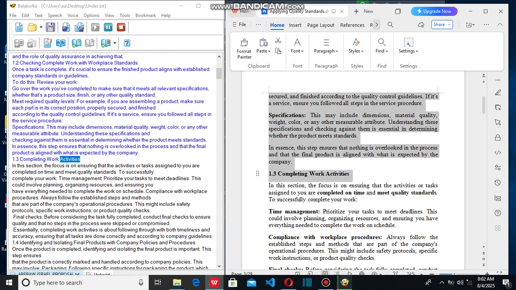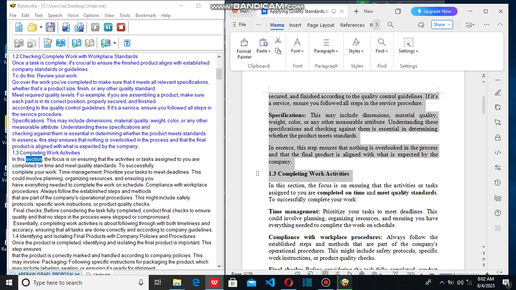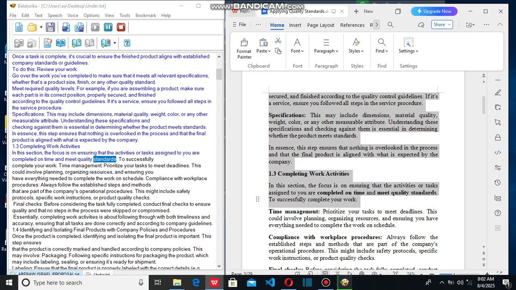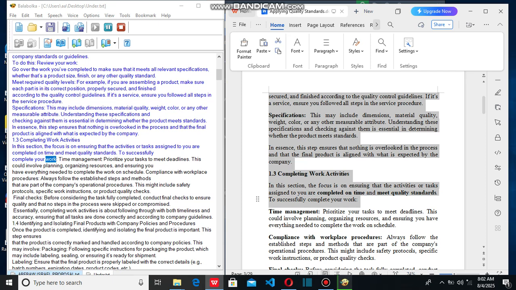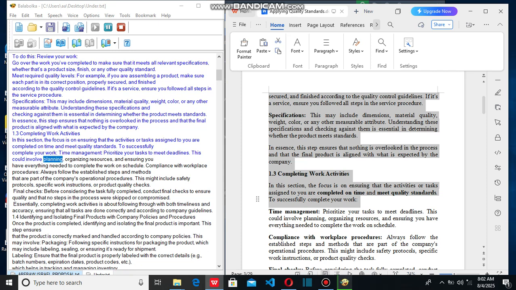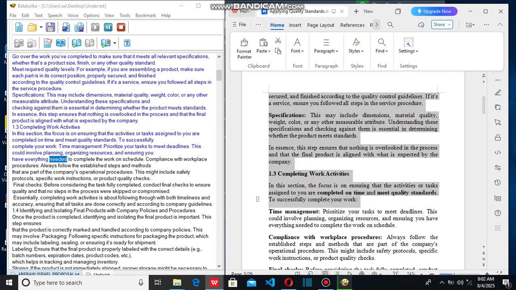1.3 Completing work activities. In this section, the focus is on ensuring that the activities or tasks assigned to you are completed on time and meet quality standards. To successfully complete your work, time management, prioritize your tasks to meet deadlines. This could involve planning, organizing resources, and ensuring you have everything needed to complete the work on schedule.